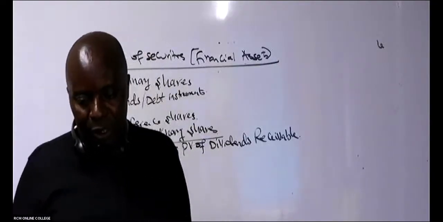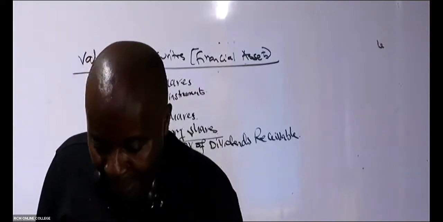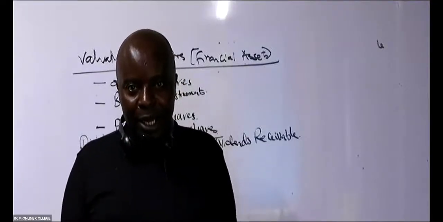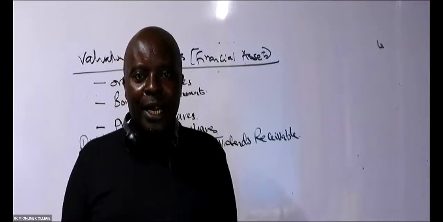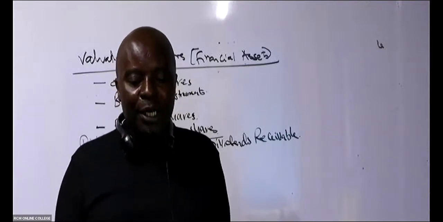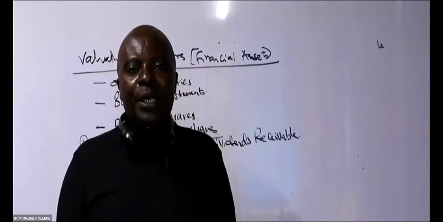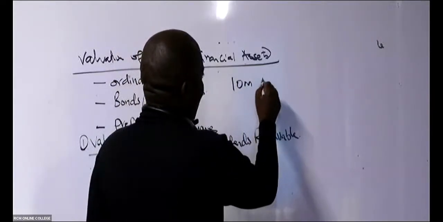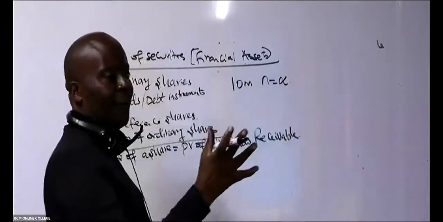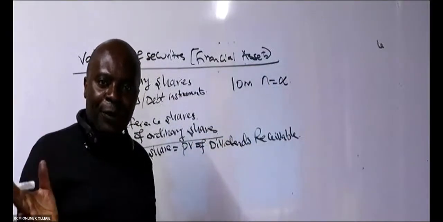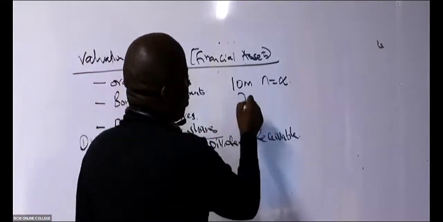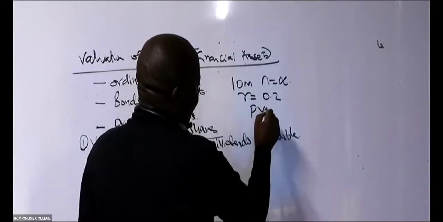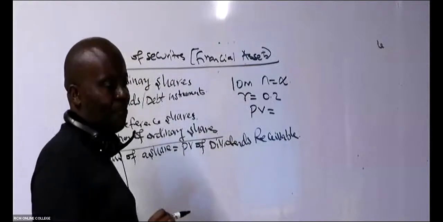Now, let me ask you a question. Assuming in this case we have Queen. Queen happens to get a very good person, somebody who tells Queen, hey Queen, you'll be getting 10 million Kenya shillings every year to infinity, indefinitely. And then R, the cost of capital, they give you a cost of capital of say 0.2. Can somebody give me the present value of Queen's cash flow?